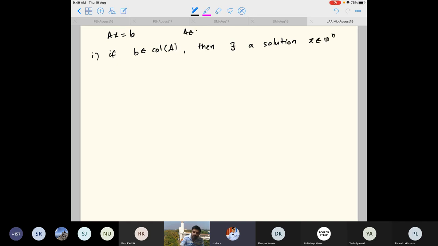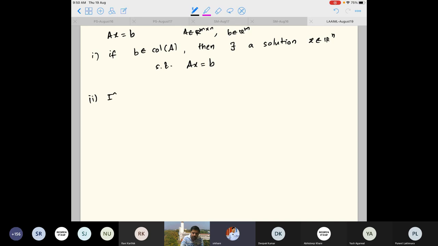Okay, so A is in R^(m×n). Okay, so B is in R^n. So there will always exist an x in R^n such that Ax is equal to b. Is that fine? So this condition geometrically is telling you the guarantee of existence of solution. The solution will exist if b belongs to the column space of A.